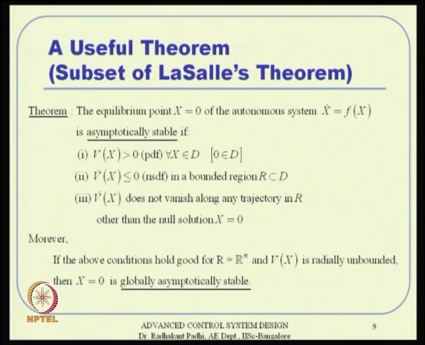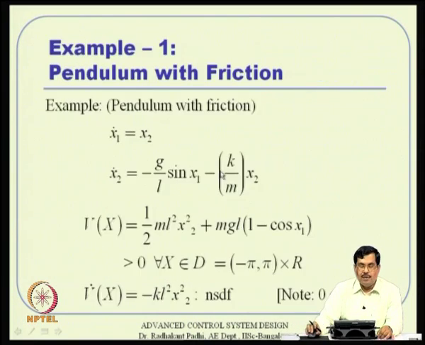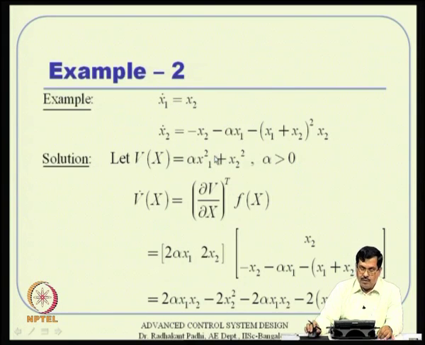And now we are happy because we know that is reality, right. The pendulum with friction is supposed to go to 0 ultimately. So, that is how we will be able to show that. How about example 2?